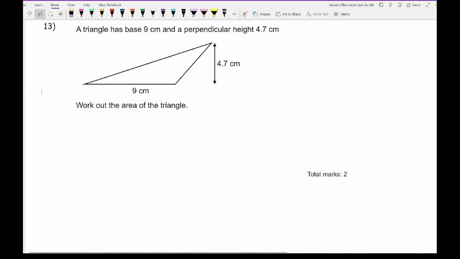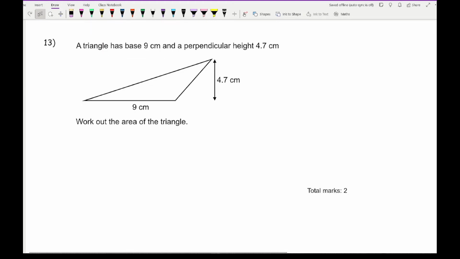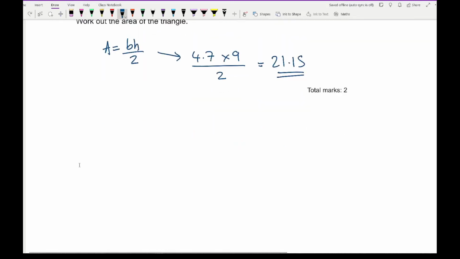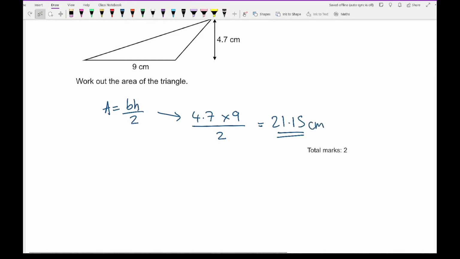Moving on to question 13, it says that the triangle has a base of 9 centimeters, perpendicular height of 4.7 centimeters, and says work out the area of the triangle. The area of a triangle is base times height divided by 2. So if I use that formula, I'm going to have 4.7 times 9, all divided by 2. And if I type that into my calculator, I get an answer of 21.15. And don't forget the units.